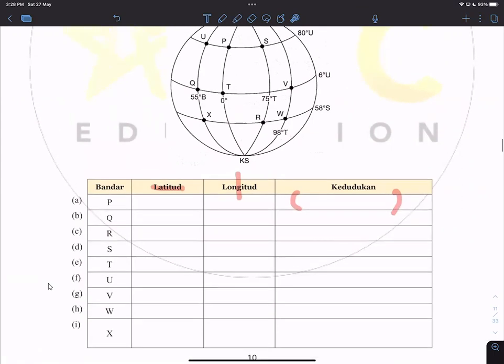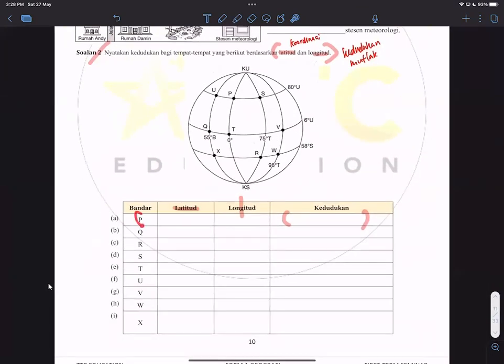So let's say I only do one. P, so P is here. Latitude, longitude. Latitude is 80 degrees Utara. So longitude for P is 0 degree longitude, right? Which means not Timur, not Barat, because this is garisan melintang. So this is in between, at 0.